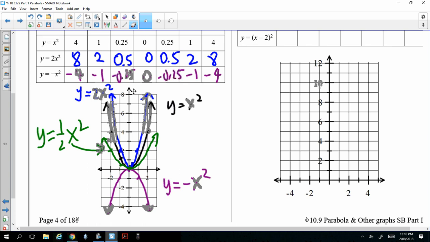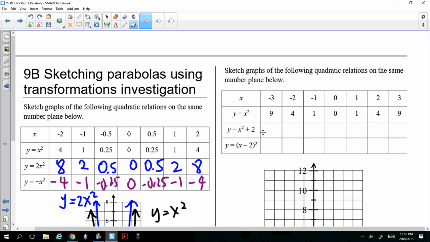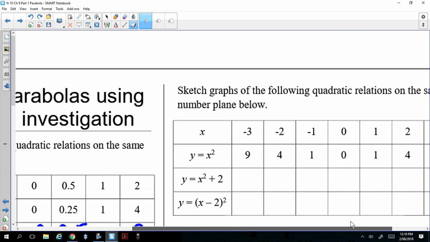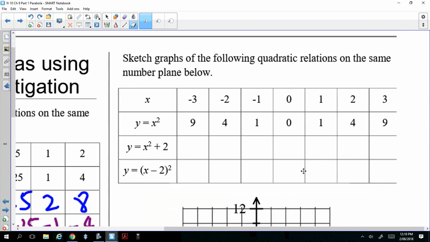Hopefully you're all finished. When you're finished, we're going to do more table of values on the next column, where you get to investigate the effect of having a +2 inside the bracket or outside the bracket. And then we're going to come up with a general formula. Okay, all right, let's try to do that. So again, you can use your calculator.